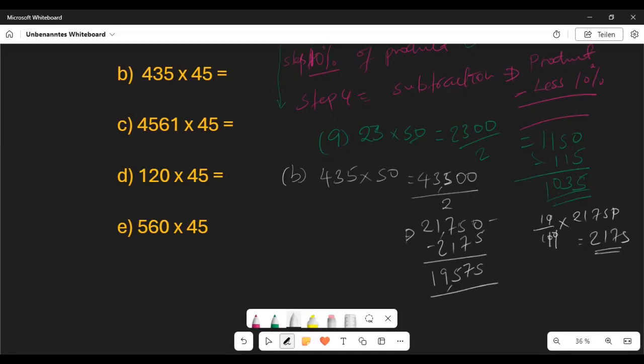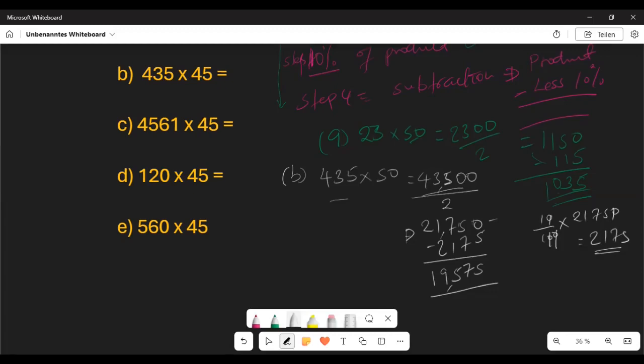I'm just showing you because I have to demonstrate how it works. But in most cases, when you do mental maths, you don't have to. It's like a mental process. If I see this number, I'm going to quickly jump to here and then divide that one by 2. And then the next thing is just subtract 10% of that, and that makes things very easy.